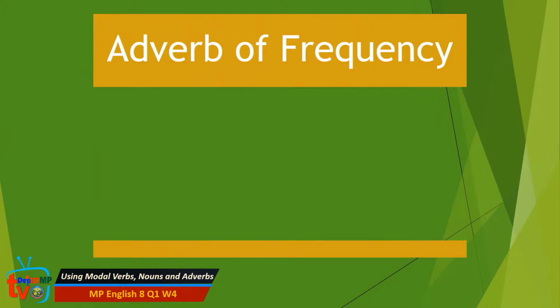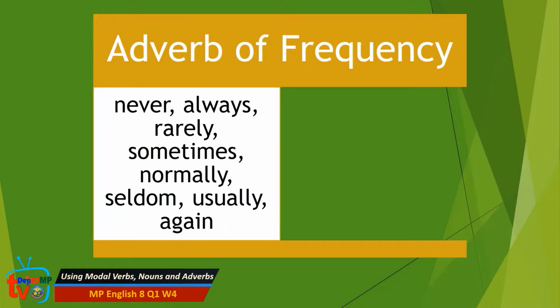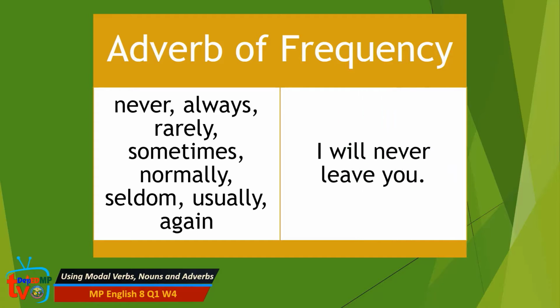And lastly, number 5, we have adverb of frequency. It explains how often the verb occurs. They are often placed directly before the main verb of a sentence. The adverbs that we are going to use are never, always, rarely, sometimes, normally, seldom, usually, and again. Example: I will never leave you.